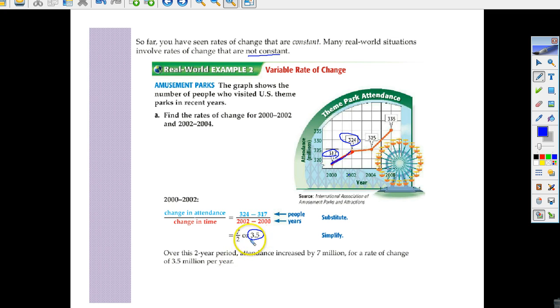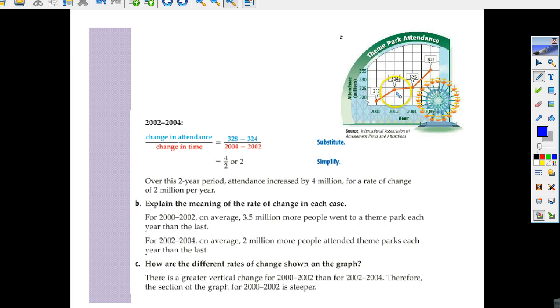Okay, so each year was 3.5 million, and another year 3.5 million. Altogether, within the 2 years, it was about 7 million. Okay, now let's do the same for 2002 to 2004. Okay, same graph from 2002 to 2004.